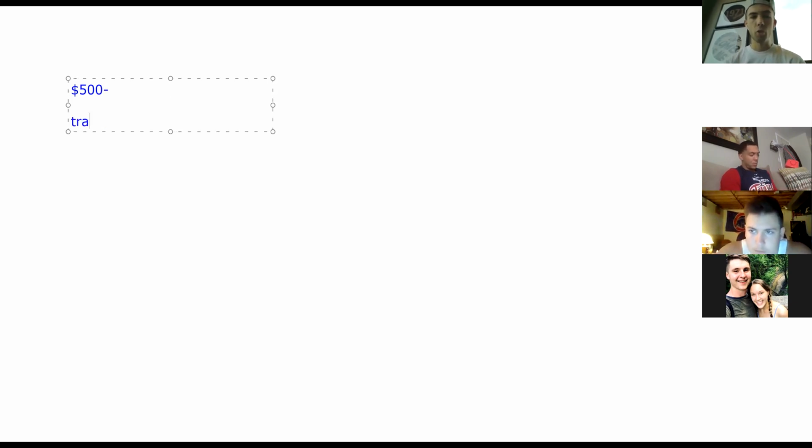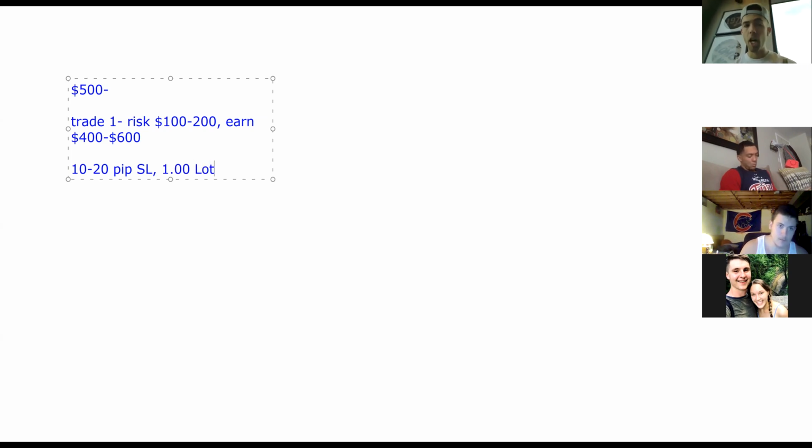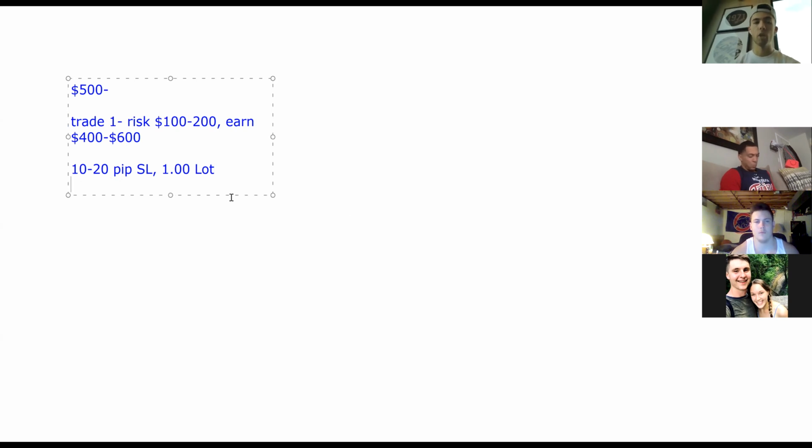Let's say this: trade one, risk 100 to 200, and then earn 400. This is just an example, right? Say for example, you have a 10 to 20 pip stop loss with one standard lot, right? That's $100 or $200 risk. If your take profit is like, say you have a TP1, TP2, let's just estimate you make $400, $600 on that. So right off the bat, off the beginning of the first trade, you've already made 500 to 1,000.